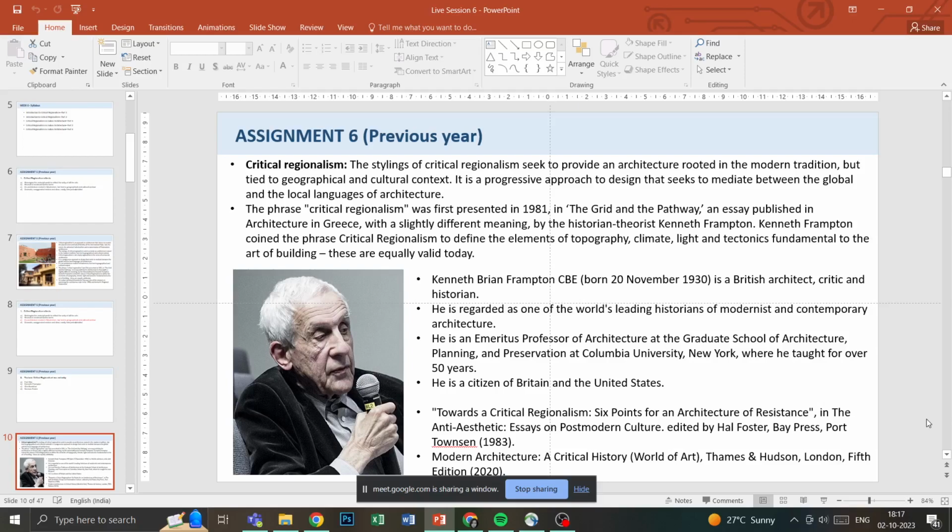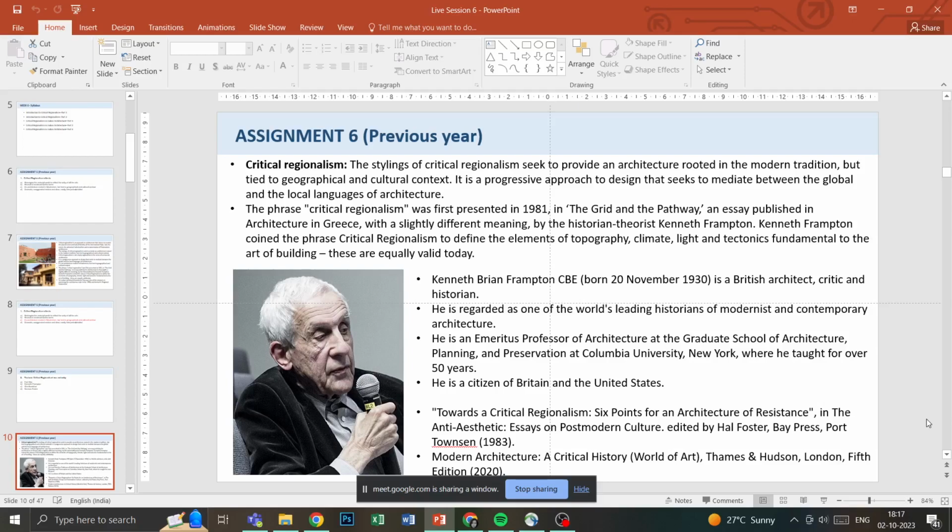Kenneth Frampton coined the phrase critical regionalism, and it is used to define the elements of topography, climate, light, and tectonics, which are fundamental to the art of construction, building, and architecture. Kenneth's full name is Kenneth Brian Frampton. He was born 20 November 1930. He is a British architect. He is 92 years old and he is still alive.